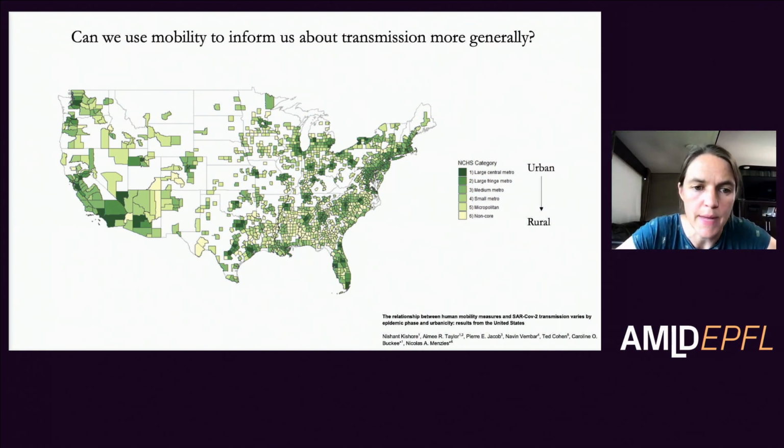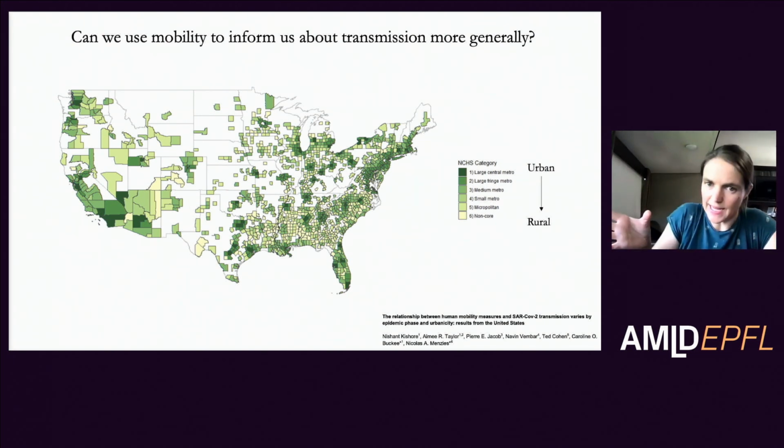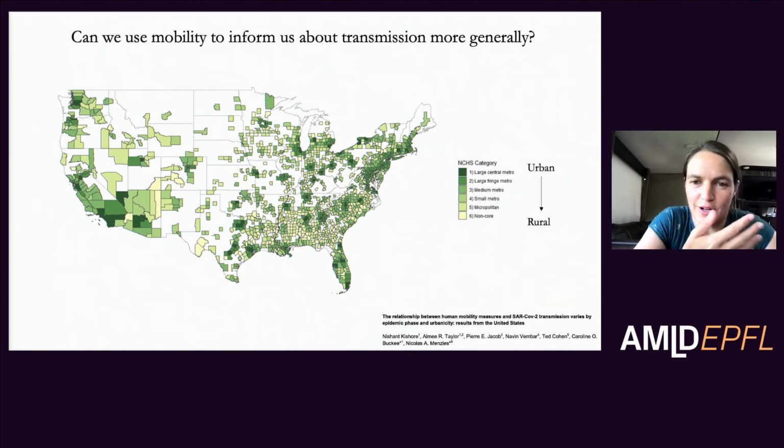This was work done with Nick Menzies at Harvard and Ted Cohen at Yale. And what you're looking at are all the counties that we had mobility data for, and we used an epidemiological method to back calculate from deaths and hospitalizations what transmission must have been, mainly because you can't trust the confirmed case counts. And we stratified by urban to rural with our counties. So here you're just looking at where the data is coming from. And again, you can see that the urban ones are in darker green and the rural counties are in paler green.